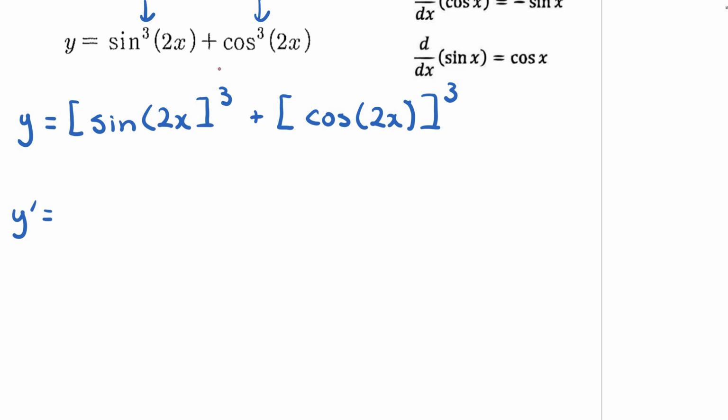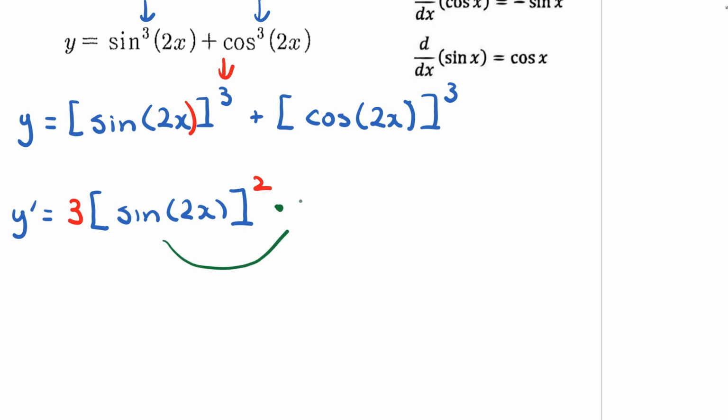So using the power rule here, the 3 gets soccer kicked to the front, and then I have the square bracket of sine of 2x, and then I can close that bracket off, and this gets raised to the power 2, and then I times by the derivative of the inside, and the derivative of sine is going to be cos, so cos of bracket 2x, and the derivative of 2x is going to be 2. Okay, and then I need to add that 2.